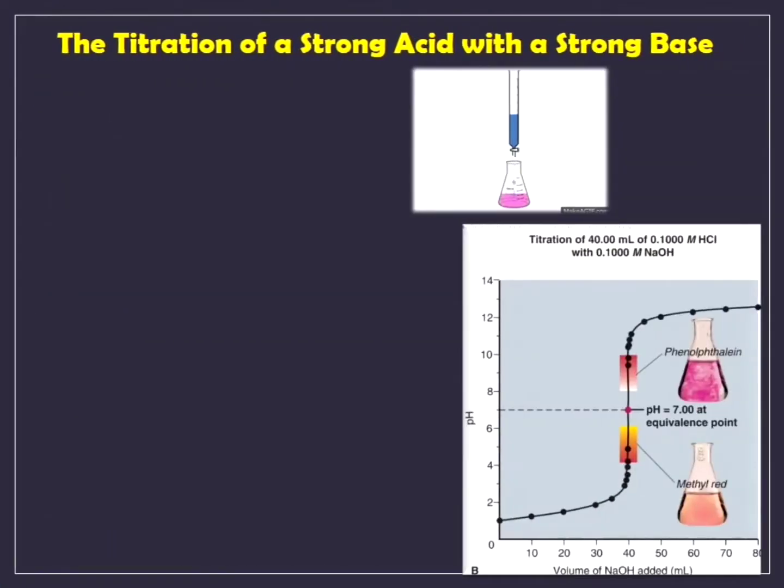Okay, we look at the first type of titration, which is strong acid reacting with strong base. Okay, look at this statement first. Titration of 40 mL of 0.1 molar HCl with 0.1 molar sodium hydroxide. Okay, so this is the titration curve. Later, we are going to learn how to sketch the titration curve. Okay, I want you to look at this statement first.